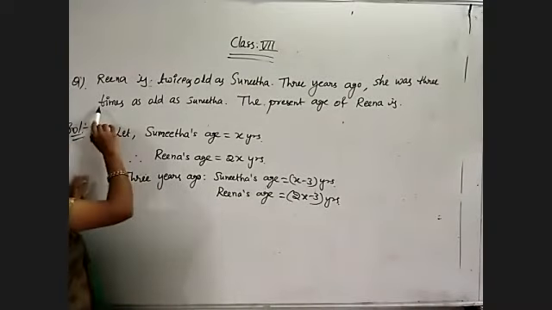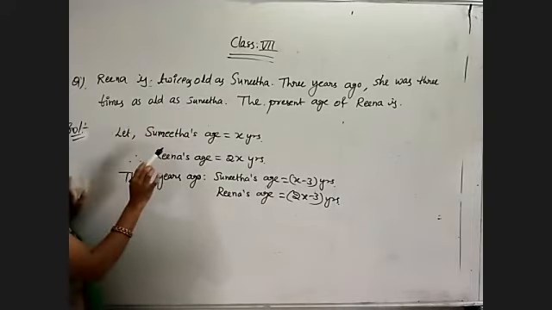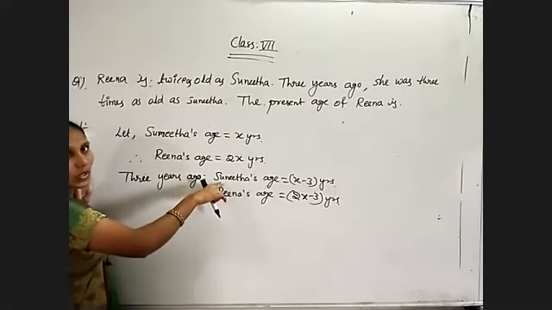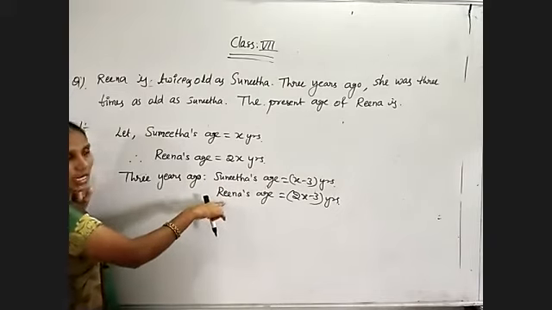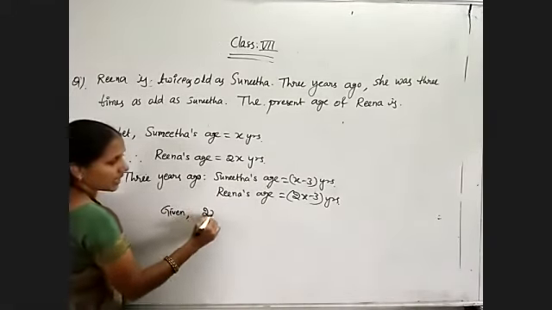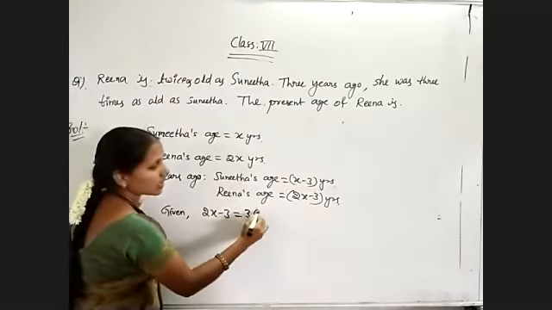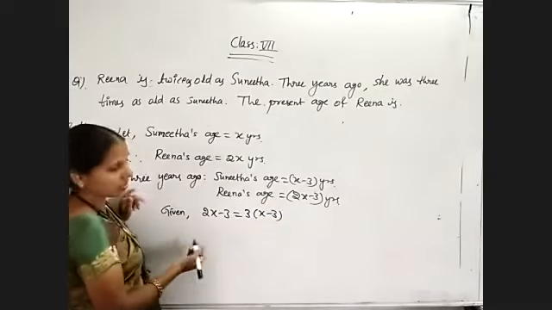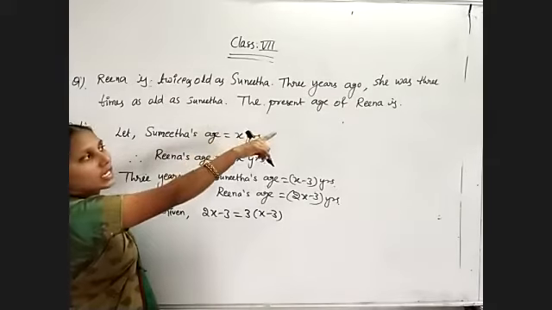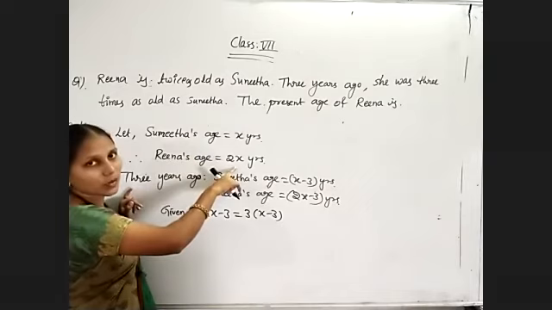Now, they have given the condition. 3 years ago, she was 3 times as old as Sunita. Reena's age 3 years ago is 3 times Sunita's age. 3 years ago, Reena's age, 2x minus 3, is equal to 3 times Sunita's age before 3 years. That's all. This is the given relation. Find out x from this. They are asking to find out the age of Reena only, not Sunita. So for Reena, 2x value we must find.